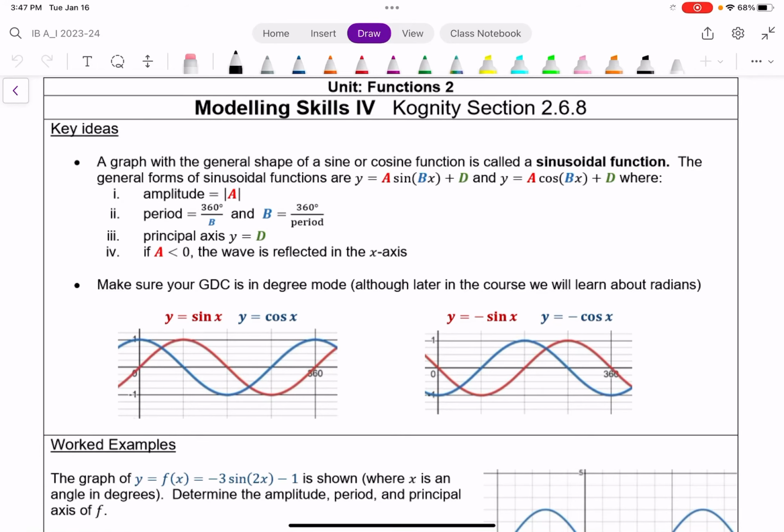Hey, so the focus of this is looking at what we call sinusoidal functions, so variations of sine and cosine or wave functions, and using them to model more and more. And I have some review here about amplitude and period and things we've seen before. So let me just get straight to this one here.